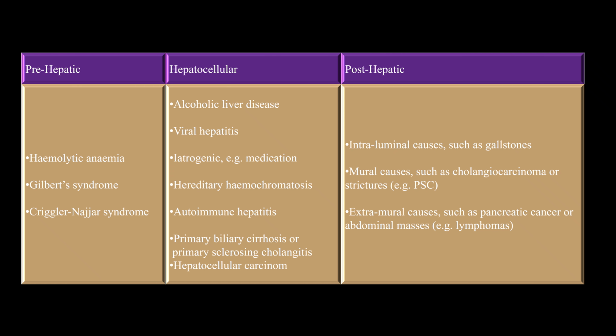The table lists causes of prehepatic, hepatocellular, and post-hepatic jaundice. Prehepatic causes include hemolytic anemia and Gilbert syndrome. Hepatocellular causes include alcoholic liver disease, viral hepatitis, hereditary hemochromatosis, autoimmune hepatitis, and primary biliary cholangitis. Post-hepatic causes include intraluminal gallstones, extramural causes, pancreatic cancer, abdominal masses, and lymphomas.